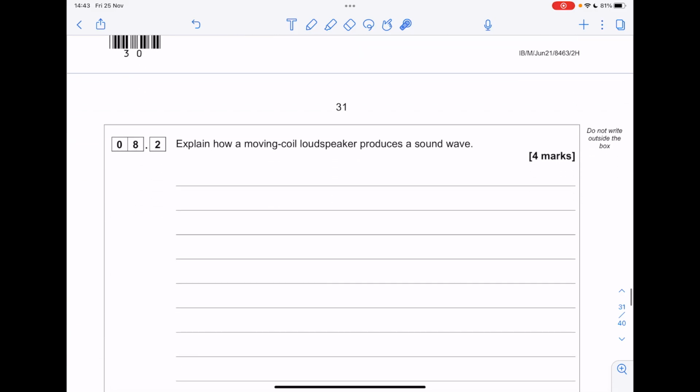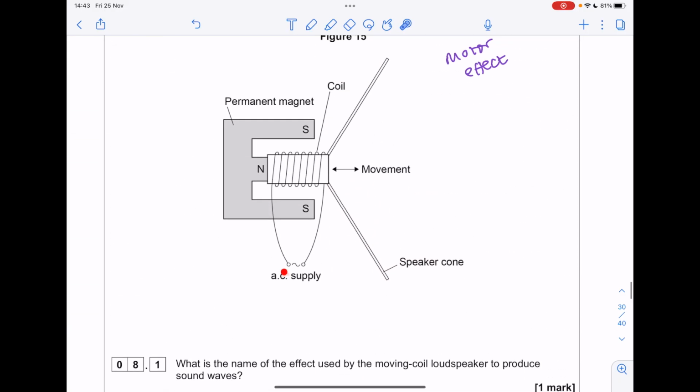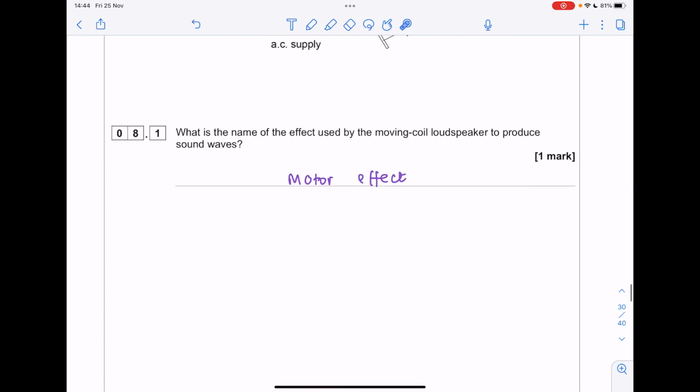Explain how a moving coil loudspeaker produces a sound wave. So really we need to talk about the motor effect, but just make it very applicable to the loudspeaker. So this is the answer. You want to say there is a current in the coil of wire. Just have a look. There's that alternating current in the coil of wire, and it's going to create a temporary magnetic field around that wire.